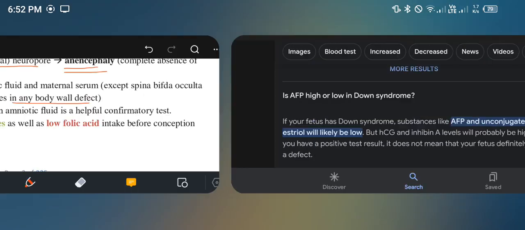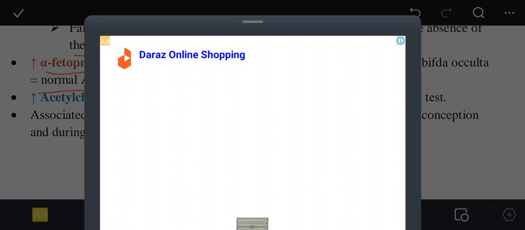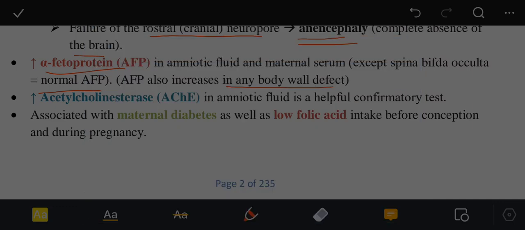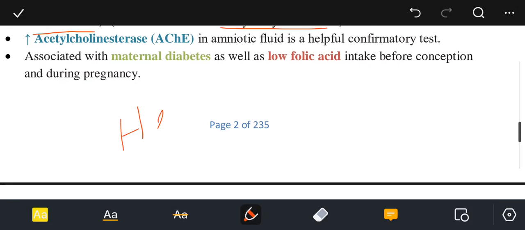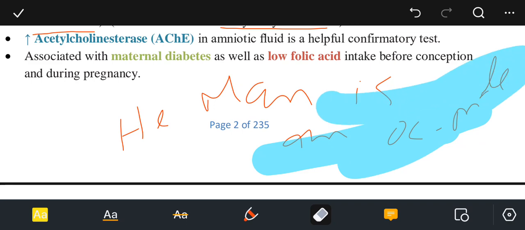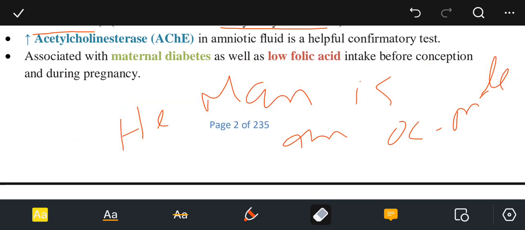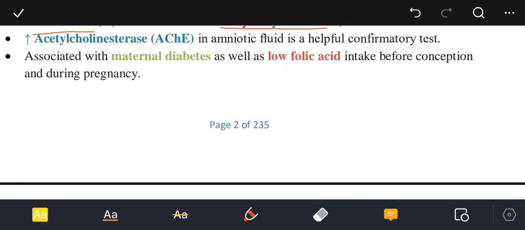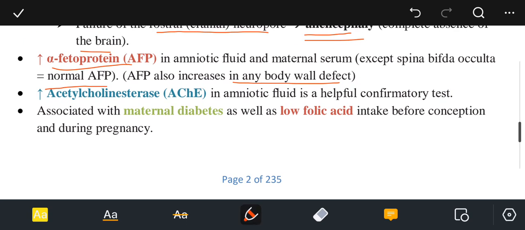So there is a mnemonic in general pathology. We'll see that later on. But there is a mnemonic that we call he man is an alpha male. So there is a mnemonic that tells us that there are different kinds of things that give rise to an increase in the alpha fetoprotein, and Down syndrome is not one of them. And in Down syndrome, the level of alpha fetoprotein is down. Remember it like that. So in any kind of body wall defect, we will have an increase in the alpha fetoprotein.